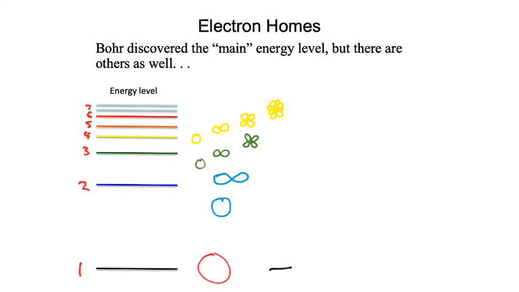Second energy level. I still have that circle, right? How many orientations are possible for a circle? One. What's the next shape? Figure 8. If I rotate that, would you know I rotated it? Yes. Okay. This one's a little bit hard to see.